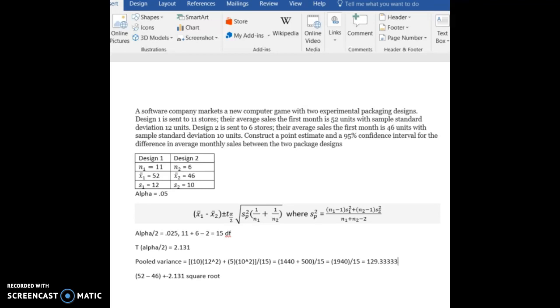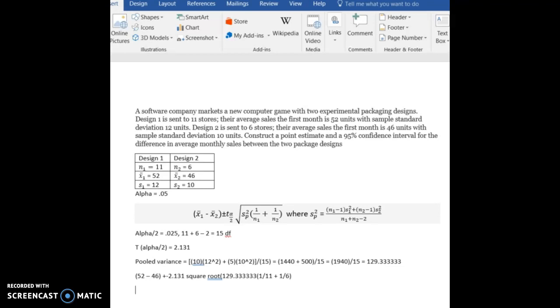Now I am going to take that out about 6 decimal places for the sake of round off error. We want to be careful. So we've got the square root now. Let's finish our calculation of 129.33333 times 1 over n1, which is 11, plus 1 over n2, which is 6. All right, and now we need to do all of these calculations. I'm just going to do this a step at a time so you can make sure you're doing the right thing.